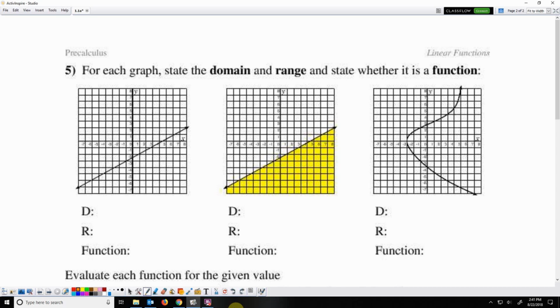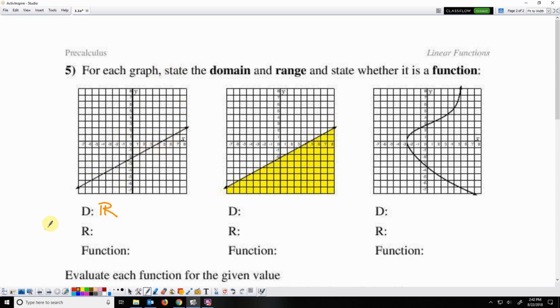On number 5, for all 3 of these graphs, we're going to decide whether or not they are a function. We're also going to find their domain and their range. So let's do domain first on this one. Left to right, this is going to go infinitely in both directions. It doesn't skip anything. So the domain is all real numbers.